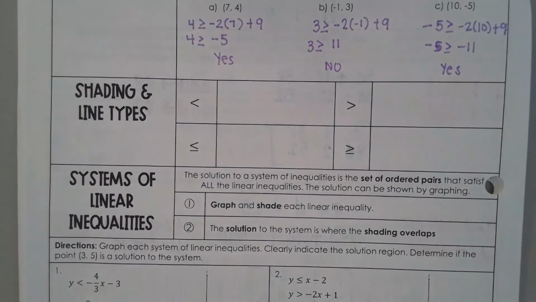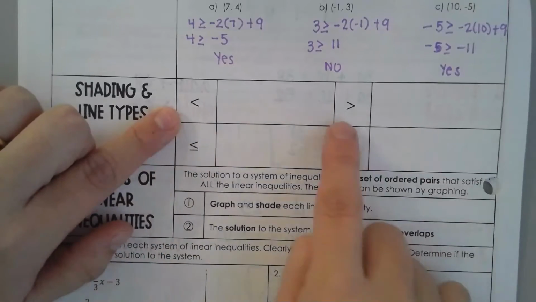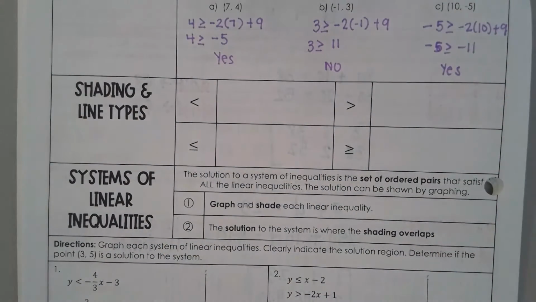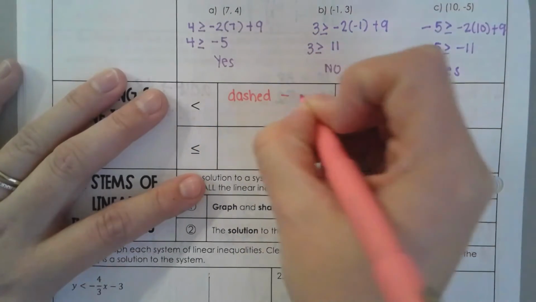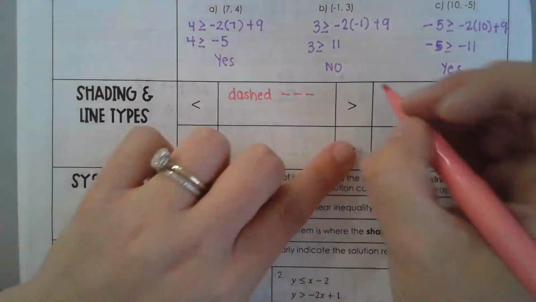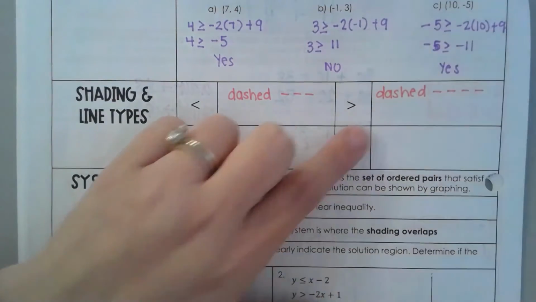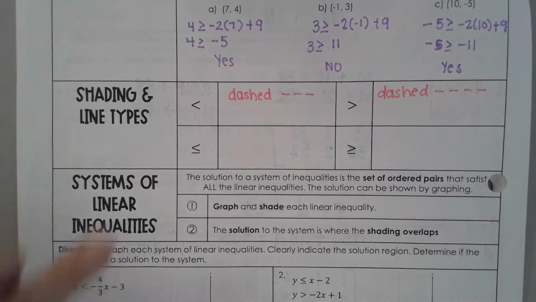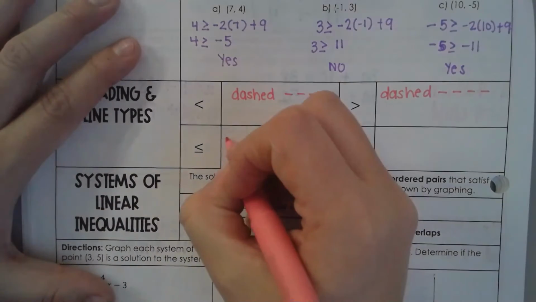So the first thing is sometimes we'll draw a solid line like normal, but sometimes it will be a dashed line. So if you look at your symbols, the ones that do not have the equal to part, those are always dashed lines. So when you draw in your line for your graph, you're going to make it dashed. So both of these would be dashed. The ones that do have the equal to part are solid lines, like you're used to drawing.